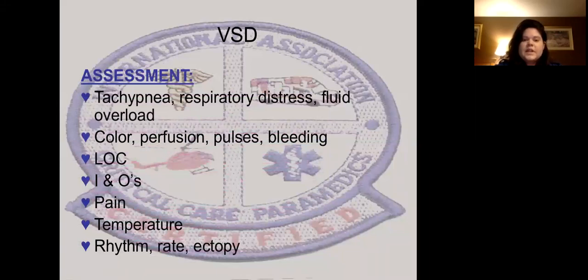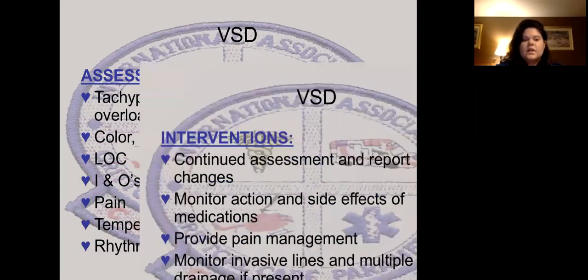The assessment of these patients, again, same thing. Tachypneic, respiratory distress. They're going to appear to be in fluid overload. Always note color, perfusion, pulses, rate and rhythm, their LOC, but for sure the color and perfusion is going to be a huge indicator on these kids.